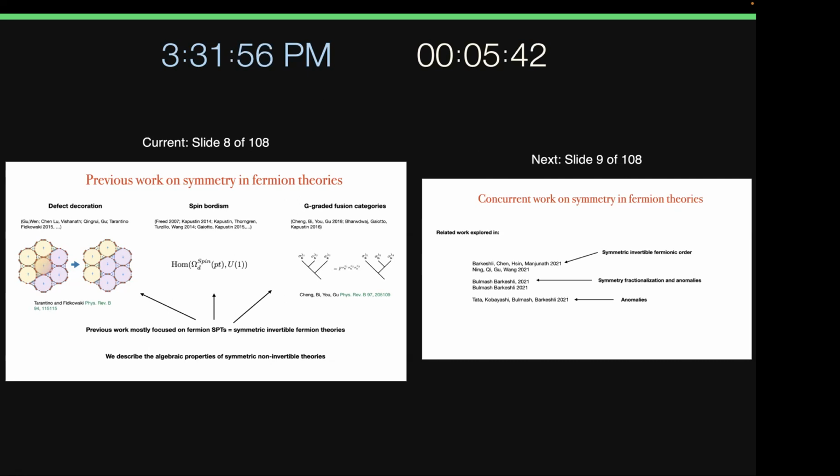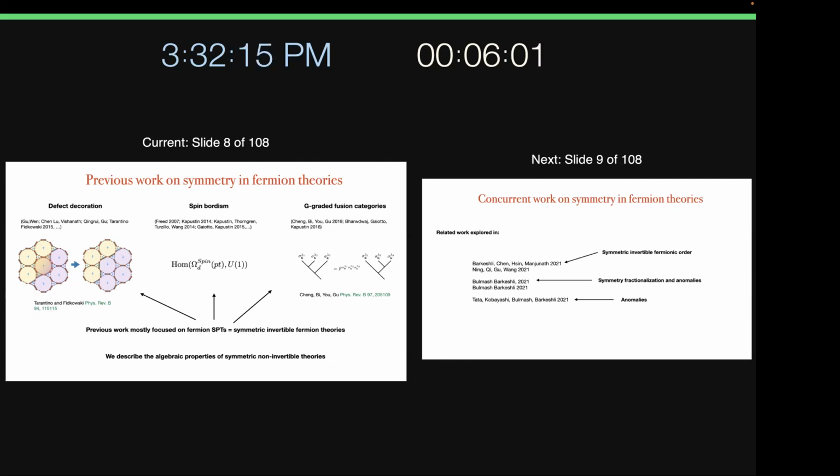This has been pioneered by people like Dan Freed, Anton Kapustin, and others, which is a very powerful tool, but doesn't necessarily give you a lot of physical intuition for the systems. You know, in defect decoration, you actually see the microscopic degrees of freedom and explicitly what's going on there.